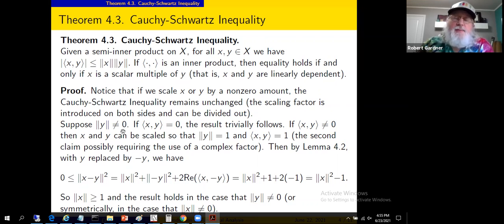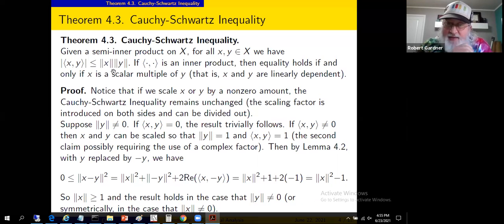So first, assume the semi-norm of y is not 0. If the inner product of x with y equals 0, we're done. The left-hand side is 0, the right-hand side is non-negative, we're done. If the inner product of x with y is not 0, and y is not a vector with norm 0, then x and y can be scaled so that y has norm 1. So we're normalizing vector y. We can do that as long as it's not the 0 vector. And then we can scale the inner product of x and y.